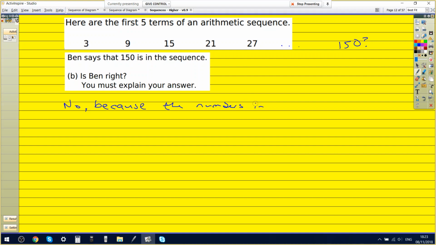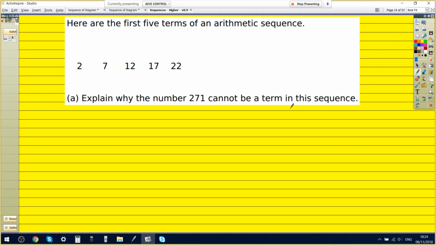Because 150 is not an odd number. Yeah. These are all odd. 150 is even. Yeah, so the numbers in the sequence will always be odd, and 150 is even. Okay, how about this one?